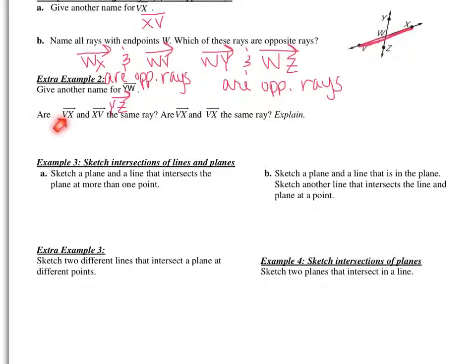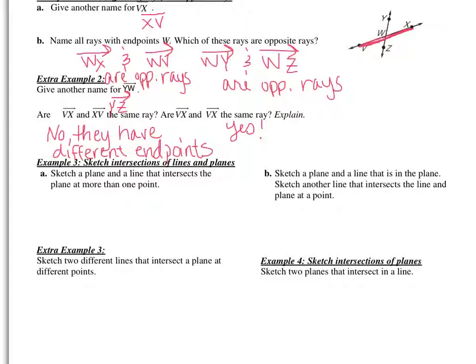My next one, are ray VX and ray XV the same ray? Well, to be the same ray, don't they have to have the same endpoint? So no, they're not. They can't be. No, they have different endpoints. The next part right here, are ray VX and ray VX the same ray? Well, they start in the same spot and go through the same point, so yes, they are.